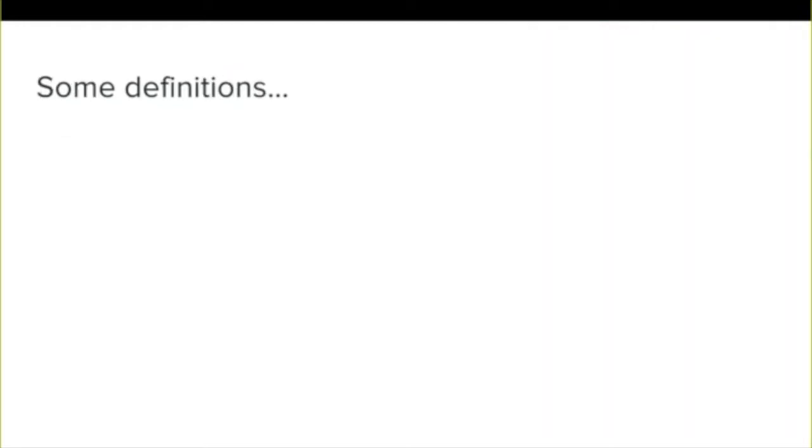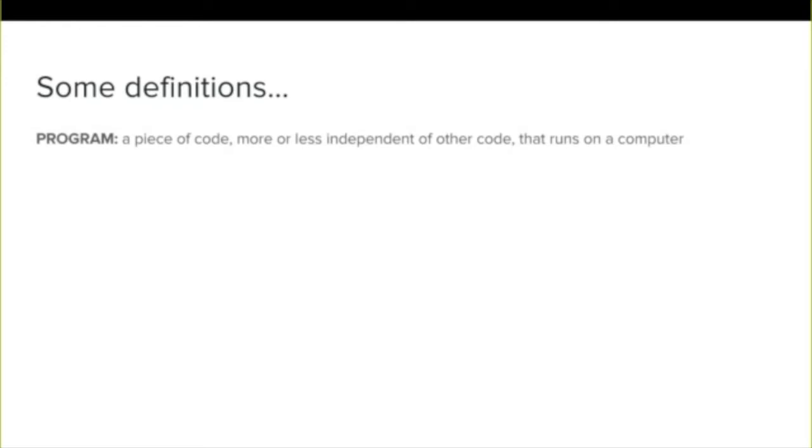Okay, so let's go over some definitions. A program is a piece of code, more or less independent of other code on your computer, that does something, that runs on a machine, generally an electronic computer of some kind. I say more or less independent because programs can very often share functionality and communicate with one another. So programs don't always exist in a vacuum. A bootloader is an example of a program that certainly does not exist in a vacuum. It's used to modify other programs. So that is a program. So is the thing that the bootloader loads. That's also a program. So it's a pretty broad definition here.